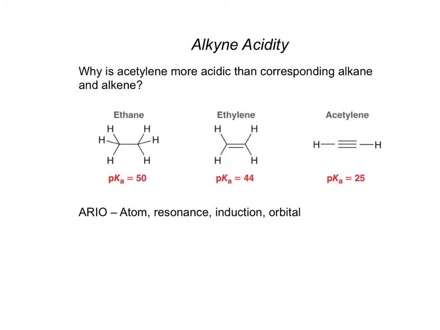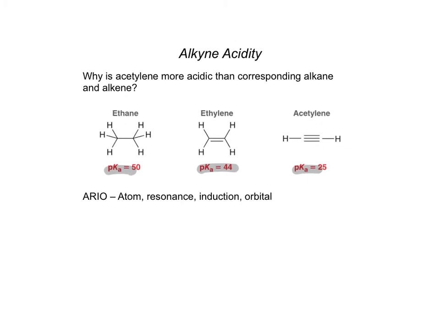So we should be able to note that as we go from ethane to ethylene to acetylene, what happens to the pKa values? What happens to the acidity of these molecules? It decreases. So who's going to be the most acidic here? The acetylene, right? So acetylene is much more acidic than ethylene or ethane. What was the rationale behind that?